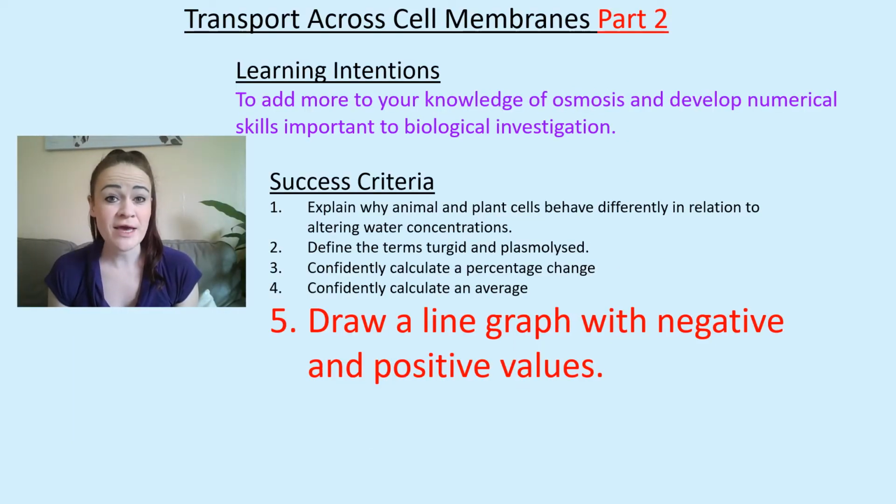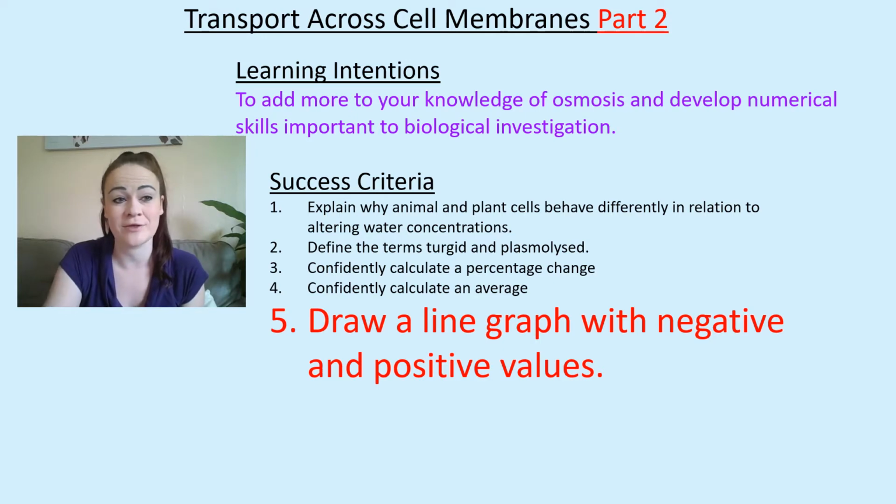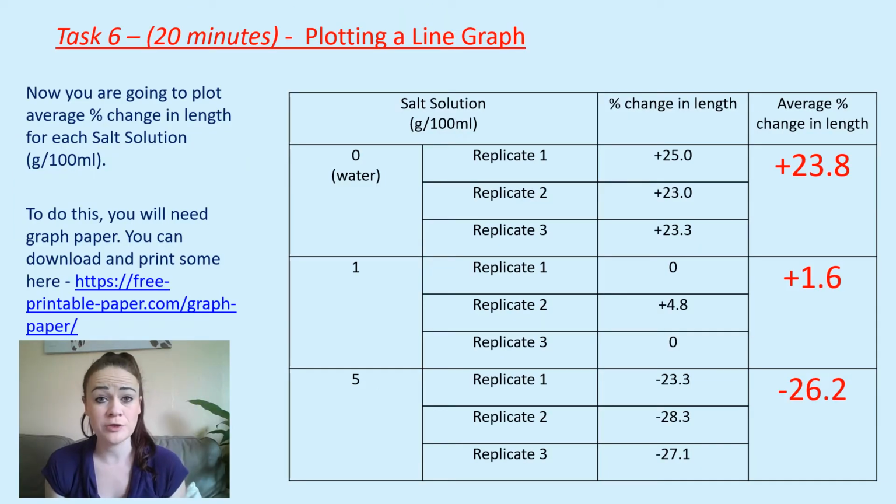So if you've been directed here from one of the National 5 e-learning lessons, you'll be familiar with the learning intentions and success criteria. We're now on the last bit, which is draw a line graph with negative and positive values. So if you've not been doing the e-learning lesson from the National 5 course, which is looking at osmosis in potato tissue, let me just tell you what's going on.